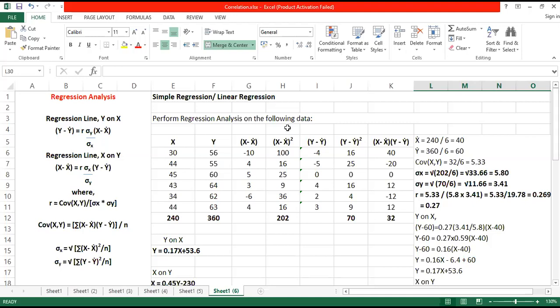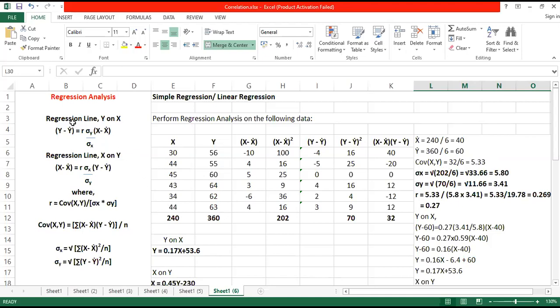So we are not calculating the regression equation once again, but we assume that we have been given the values, right? The x and y, and we know how to calculate these values, right? And finally, we have two equations, that is y on x and x on y. Now we are more interested in the regression coefficient, right?